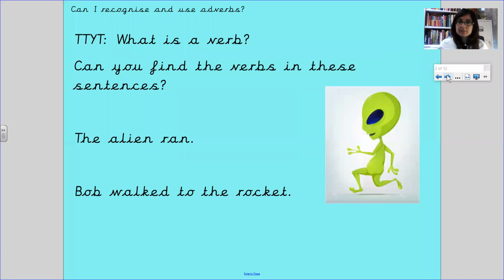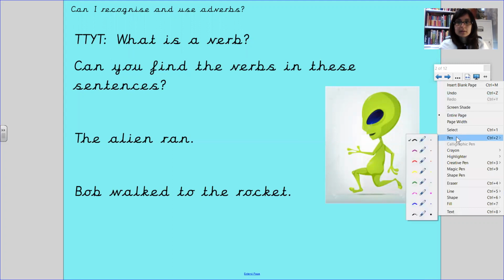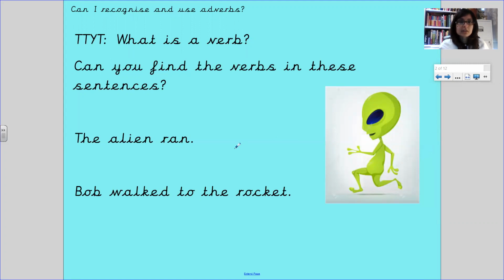What is a verb? Now, we've looked at this quite a lot in the last few lessons. Can you spot the verbs in these sentences? The alien ran. Bob walked to the rocket. Pause the video here or write them down. I'm going to get my pen. That's giving you time to think.